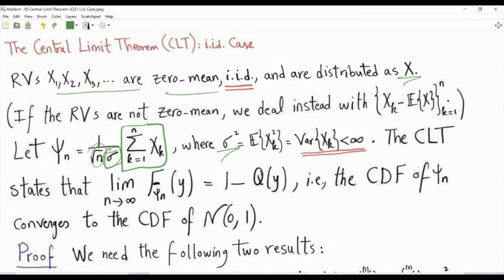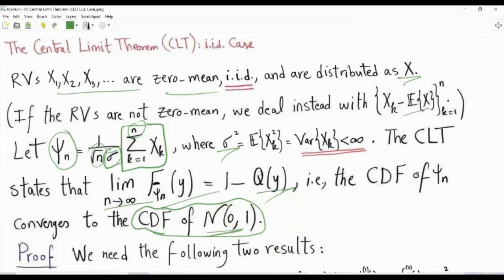Here is the claim, and that's the central limit theorem: as n tends to infinity, the CDF of this quantity will converge to the CDF of a standard Gaussian random variable. So let's see the conditions: i.i.d., finite second moment, and we take them to be zero mean. If they are not zero mean, then we need to subtract the means. If this is true, then the CDF of this quantity, as n gets very, very large, will converge to the CDF of a standard Gaussian. We know that the Q function is the complementary CDF, so 1 minus the Q function will be our limit.